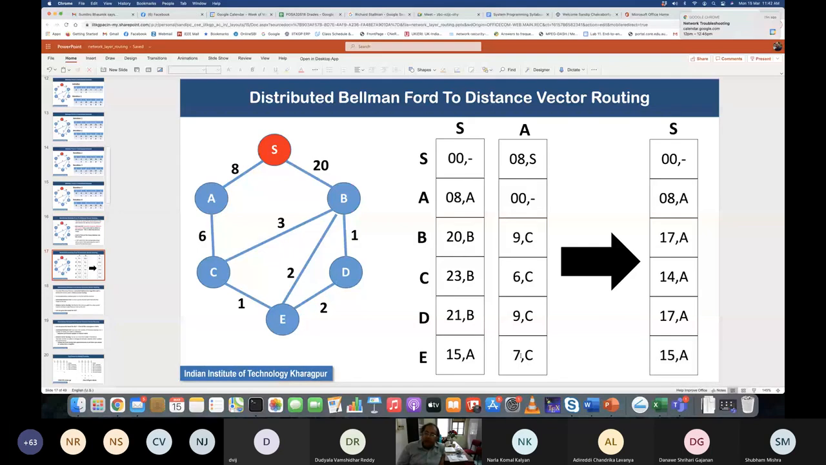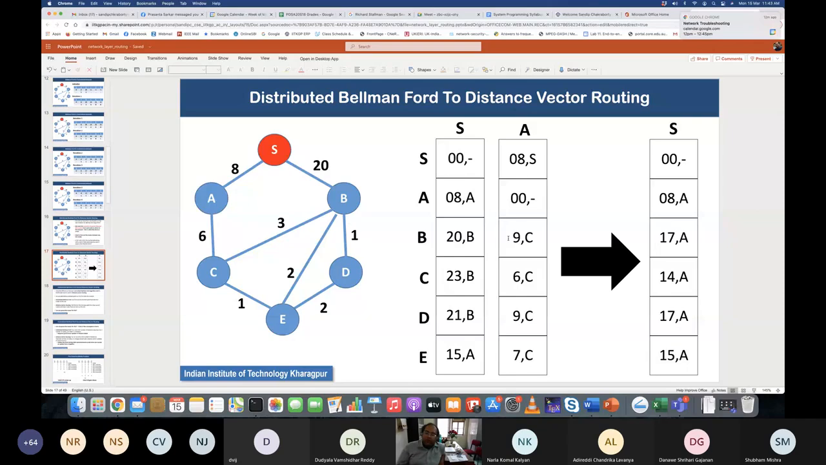Now S updates its distance vector based on its previous distance vector by combining it with the distance vector information received from A. So how does S update? S to A, there is no change. For S to B, it observes that the path to A was 8, and A is announcing that it has a path to B with a cost of 9.